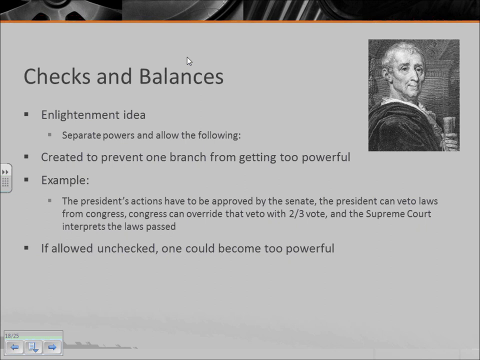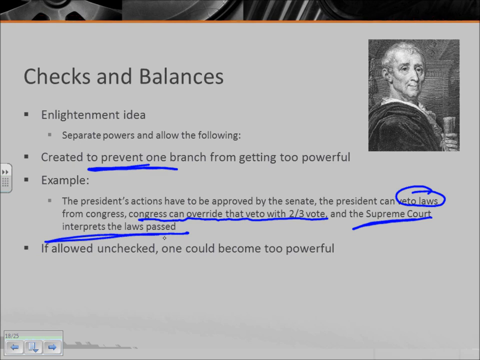And the example down here is great. The president's actions have to be approved by the Senate. The president can veto laws, okay? So if the Senate or the Congress makes a law, they send it to the president, he can veto it, all right? He could say, no thanks, don't want it, slash it out. But then Congress can come back and they can override a presidential veto with two-thirds of the vote, all right? And then the Supreme Court could come back and they can interpret those laws as it is passed. So you see, it just kind of goes back and forth and back and forth so that when you got something out, it's something that's all agreed on and it's not forced down the people's throat or any other branch of government's throat, all right?